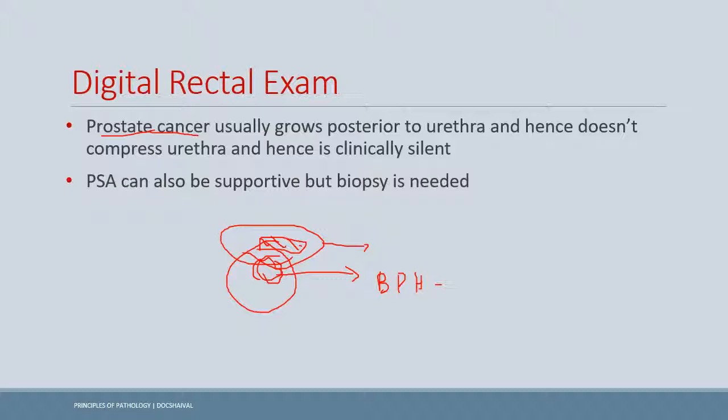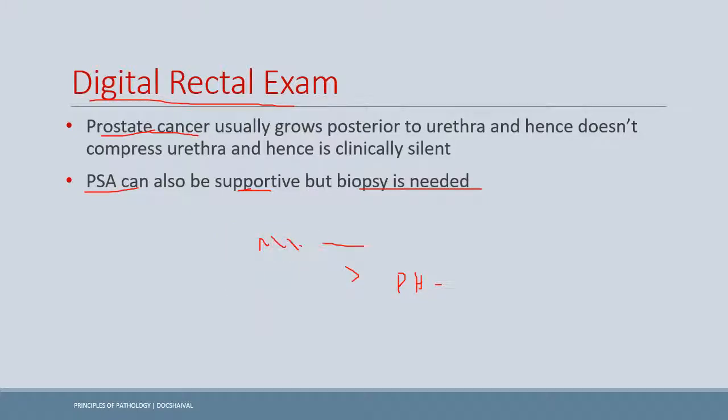So a very important screening method for prostate cancer is the digital rectal exam, right? Along with the digital rectal exam, we also have lab studies like prostate specific antigen, which is supportive because the PSA can be raised in other conditions also, but biopsy is needed. The biopsy is a must, as I've already stated earlier in the lectures, for the diagnosis of cancer. Okay, so the digital rectal exam is used to detect the cancer.